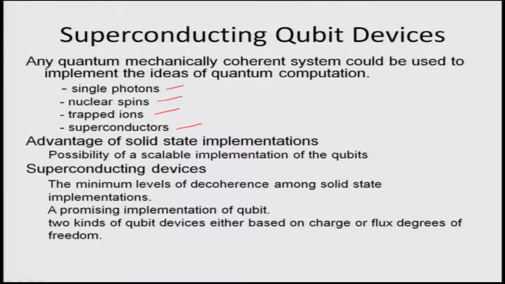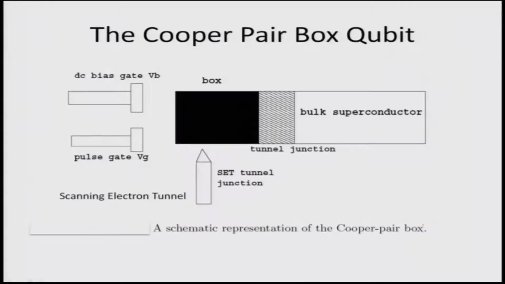Advantages of solid state implementations obviously rely on the fact that the possibility of scalable implementation is quite high in these cases, and superconducting devices provide the minimum levels of decoherence among solid state, partly because the energy loss for these cases is very minimal, and so this is one of the biggest advantages. So, it is a very promising implementation of the qubit. There are two kinds of qubit devices, either based on the charge or the flux degrees of freedom. And so, based on these, the superconducting qubit devices can be looked at.